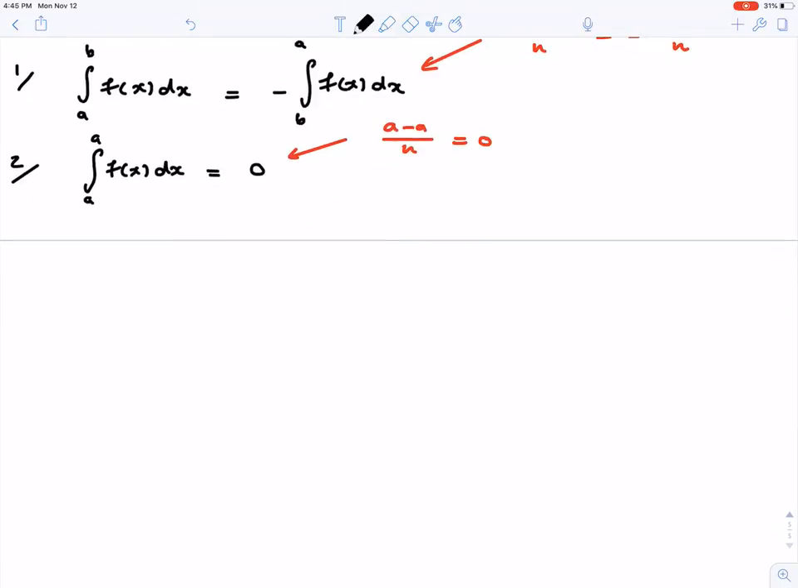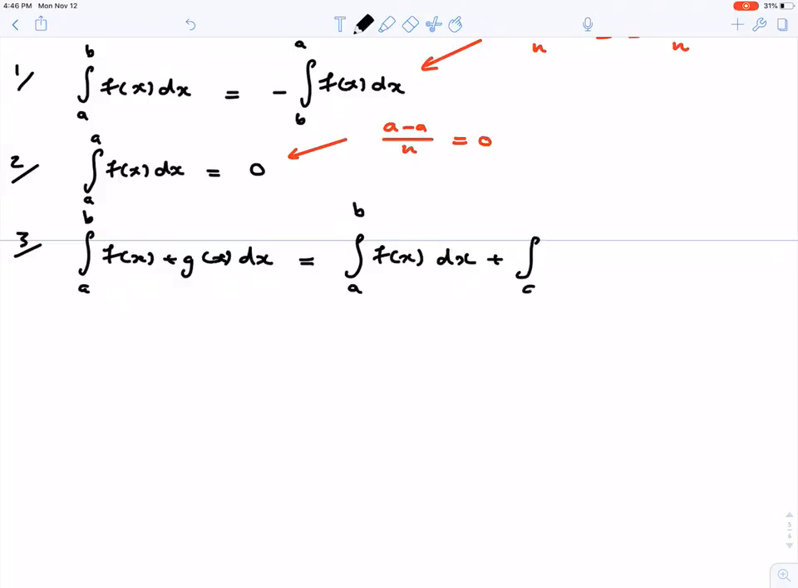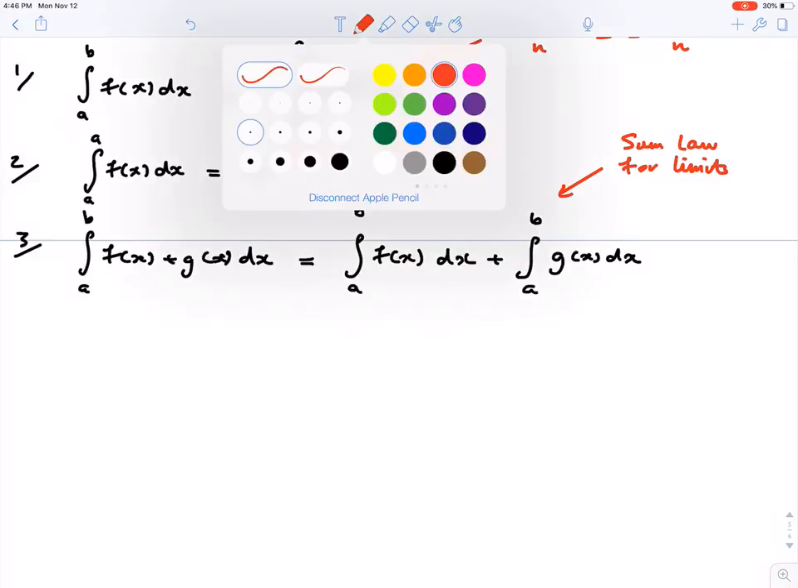Third property. This one's not so obvious, at least when you think about net areas, but the integral from a to b of f of x plus g of x. If you super carefully write this out in terms of limits of Riemann sums and apply your limit laws, this breaks apart into two pieces. So like I said, it's the sum rule for limits, really, more than anything else.